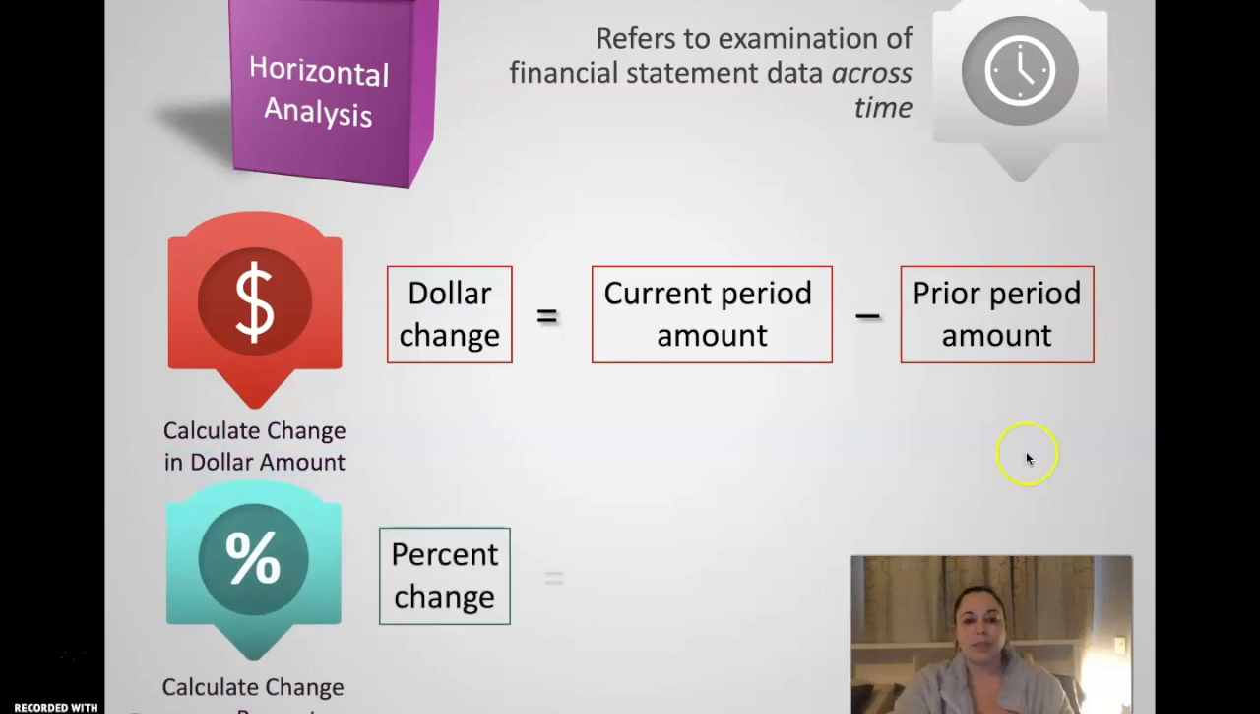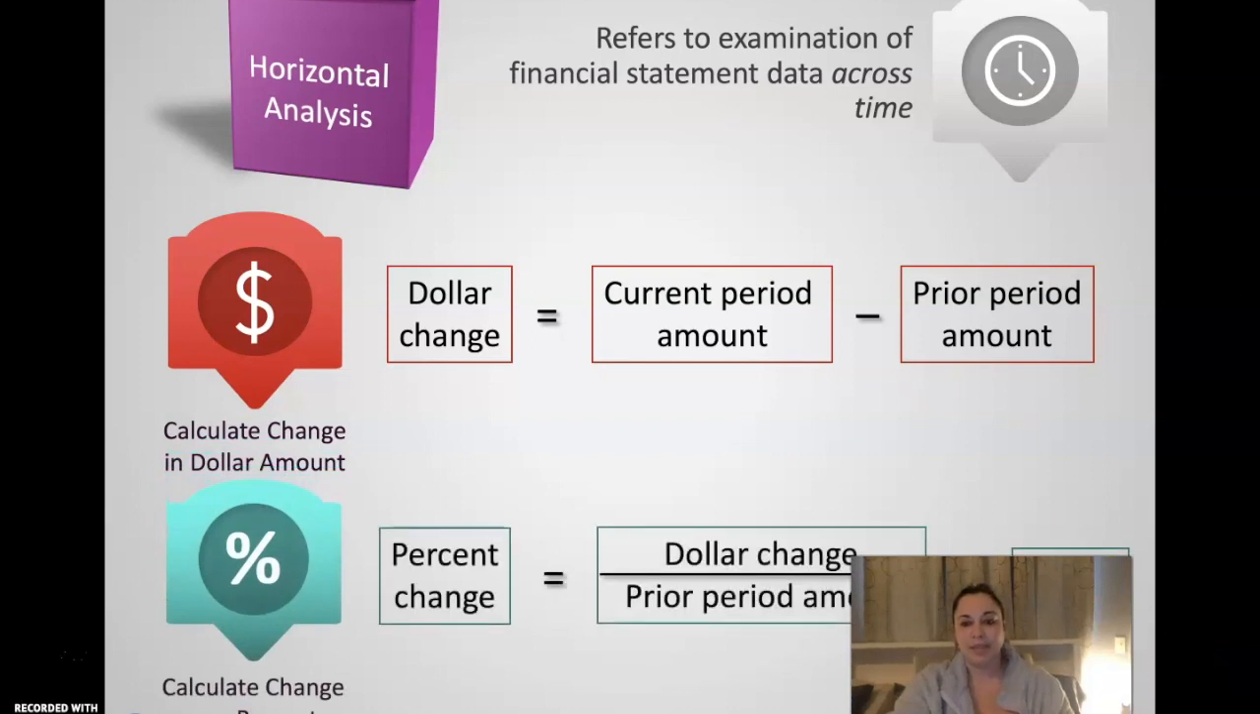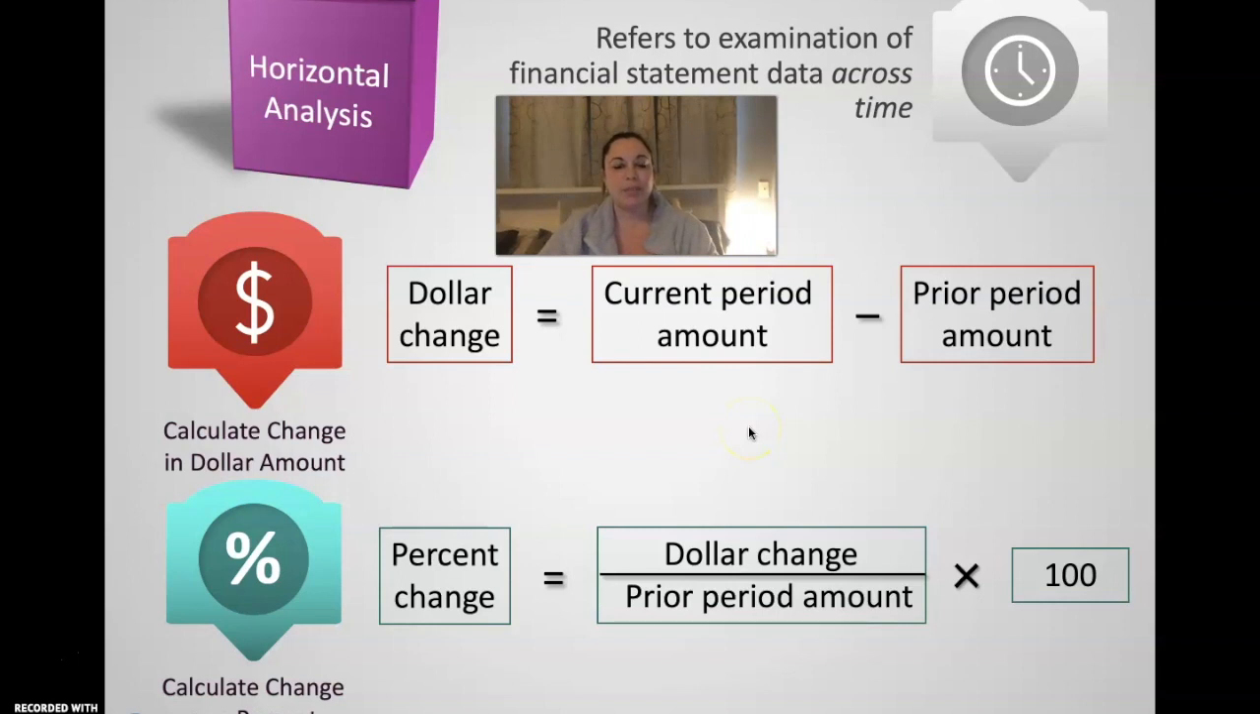And then we also want to put this onto a percent basis. We do this by taking the answer we just got, the dollar change, how much it's changed from last year to this year, and divide it by the prior period amount. So basically the oldest amount you have on there, and then multiply it by 100 because you do want to turn this into a percent. So this is really easy to do.